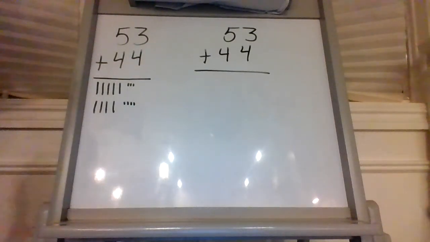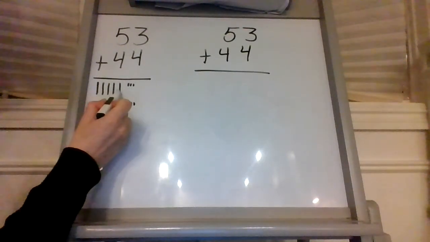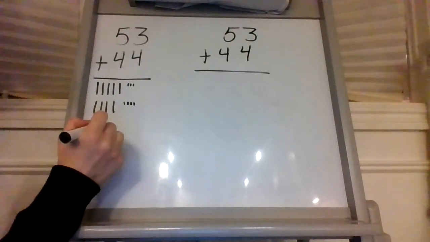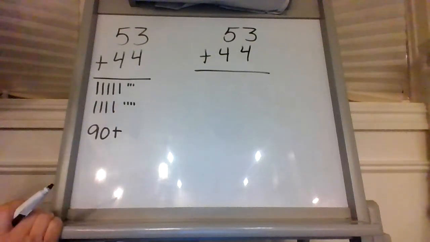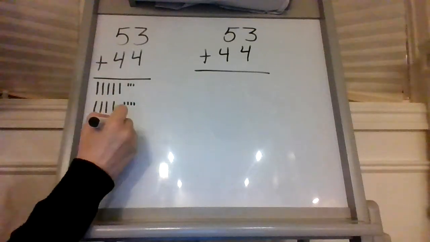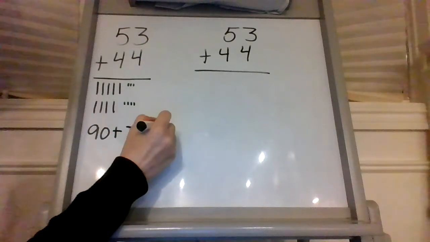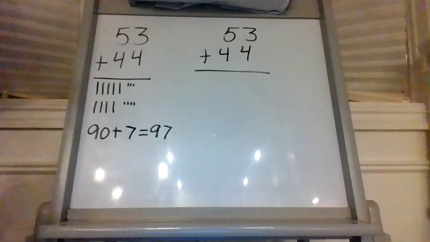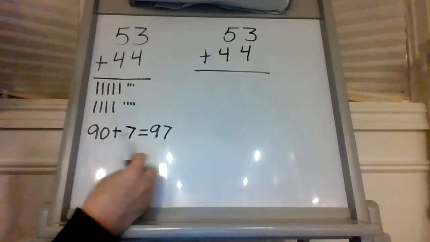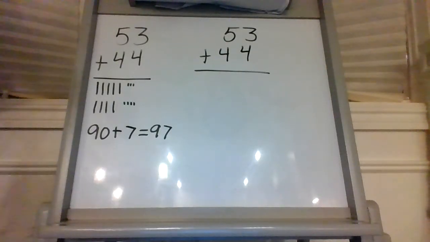Now I'm going to add both of my parts together. 10, 20, 30, 40, 50, 60, 70, 80, 90. I have 9 longs, which is 90. And I'm going to add to that my cubes. 1, 2, 3, 4, 5, 6, 7. 90 plus 7 equals 97 is my answer. So we end by putting the number in expanded form, also called expanded notation. You'll hear me use both of those words interchangeably.